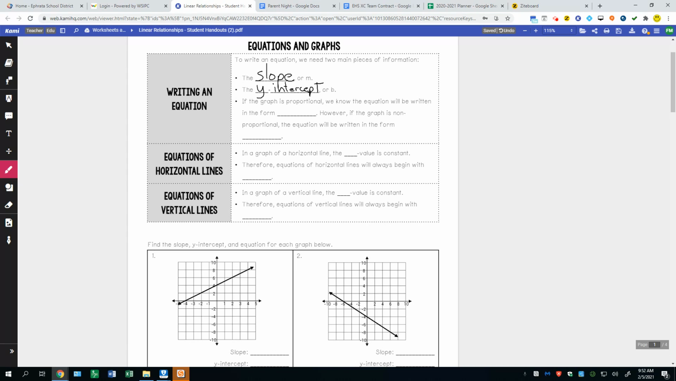If the graph is proportional, and we'll go over that, we know the equation will be written in the form y equals mx, okay? And just play along with us here. However, if the graph is non-proportional, the equation will be written in the form, and this is the key one, y equals mx plus b. All right.